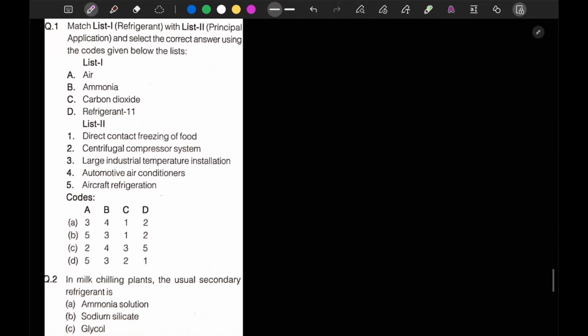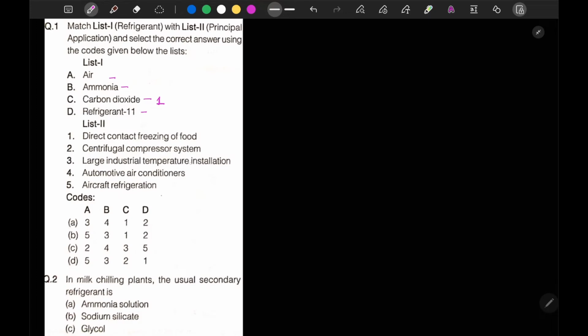Okay, now here the first question is a match type question. So air, ammonia, carbon dioxide and refrigerant 11, R11. It is asked where it is used, what type of compressor is used. Okay, so let's look into the options. Direct contact refrigeration of food. We know that carbon dioxide is used in direct contact refrigeration of food. Okay, centrifugal compressor system, we don't know where it is used. Okay, next, large industrial temperature installation.